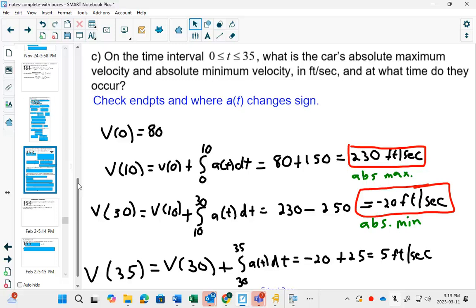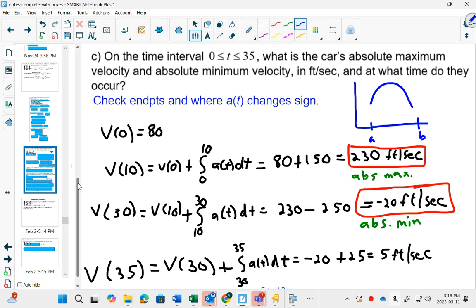So if I have some graph, if this is my velocity graph, right, my velocity graph from A to B goes like this. I have a critical point here, an endpoint here, and an endpoint there. The one critical point happens to be our maximum, but our minimum happens at an endpoint.